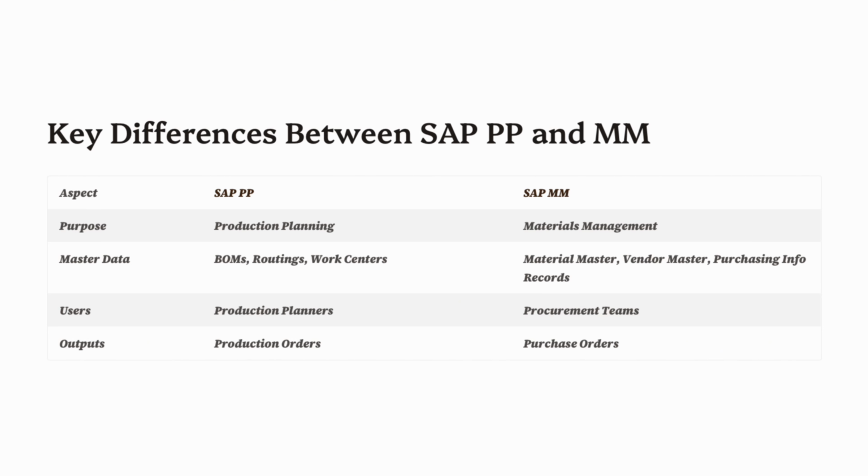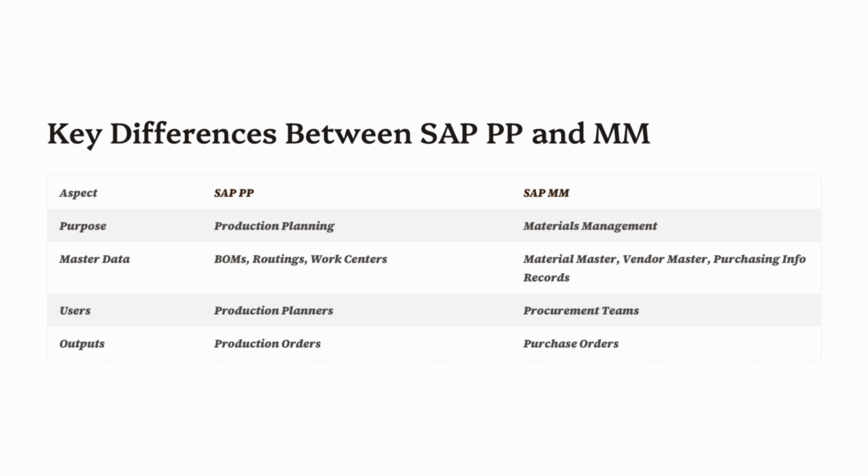Master data. In PP, the key master data includes Bills of Materials, BOMs, routings, and work centers. In MM, the key master data includes Material Master, Vendor Master, and Purchasing Info Records. Typical users. PP is usually used by production planners, plant managers, and schedulers. MM is mainly used by buyers, procurement officers, and warehouse staff.